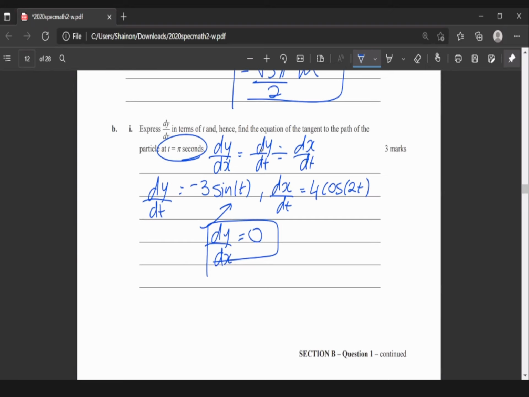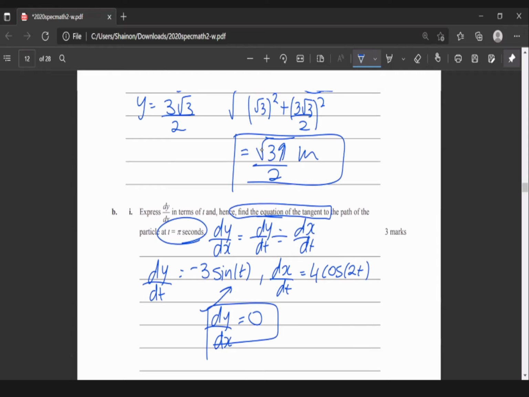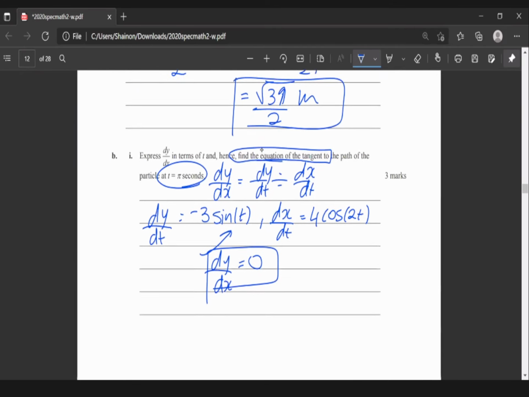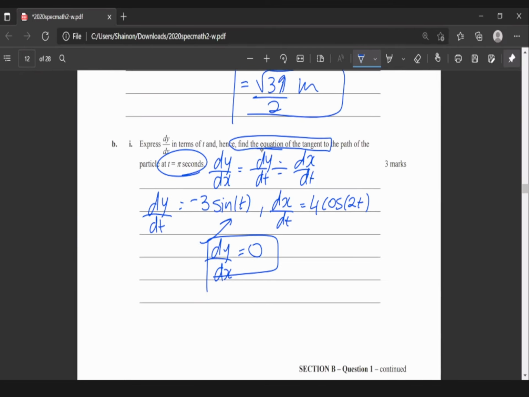Find the equation. Oops, I missed this. So we know that the gradient is 0 at t equals pi, and that's going to be 0 and negative 3. So y2 minus y1 is just going to be y equals negative 3, and that's the equation of the tangent to the curve. So that's the tangent.